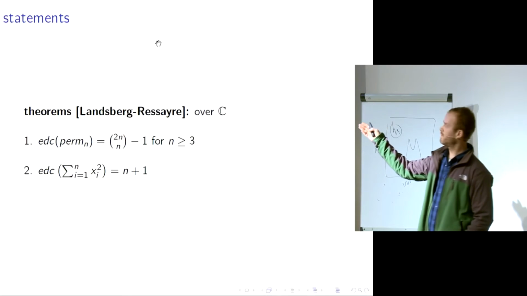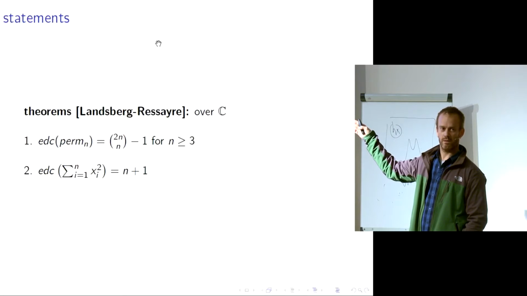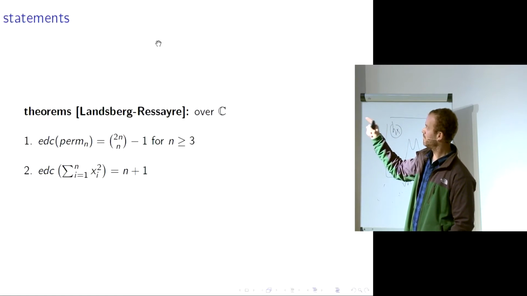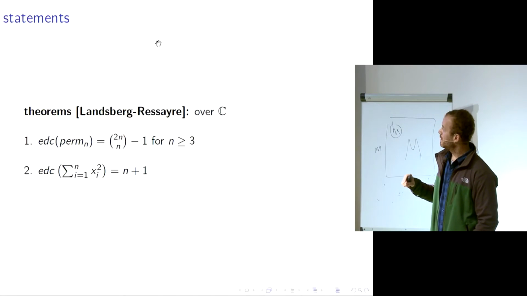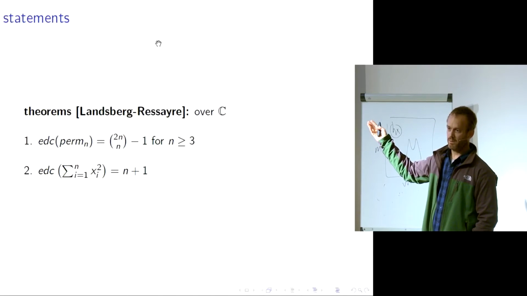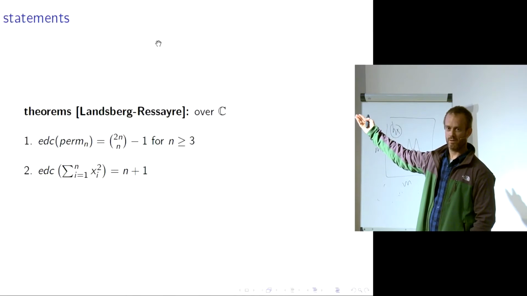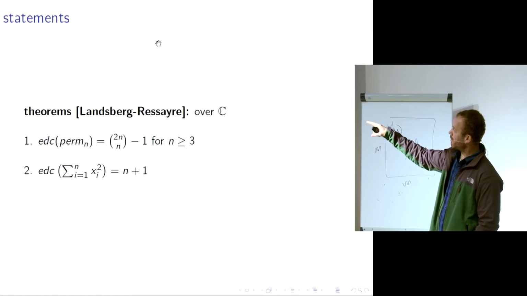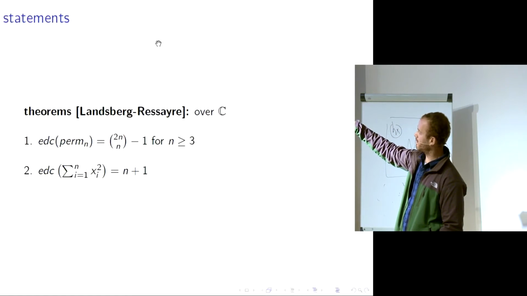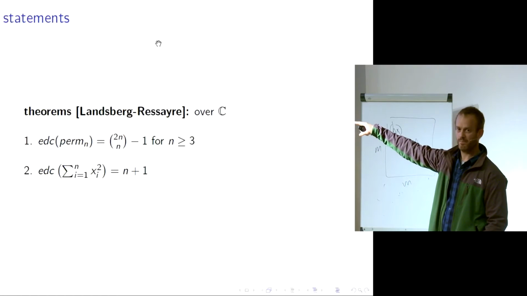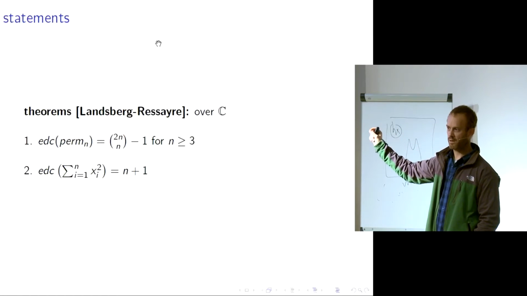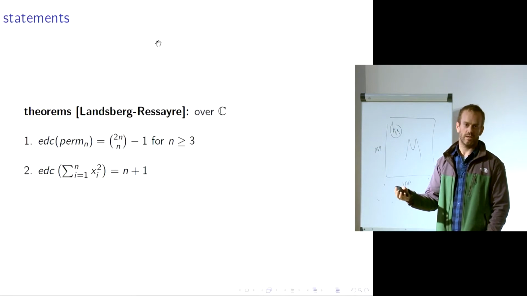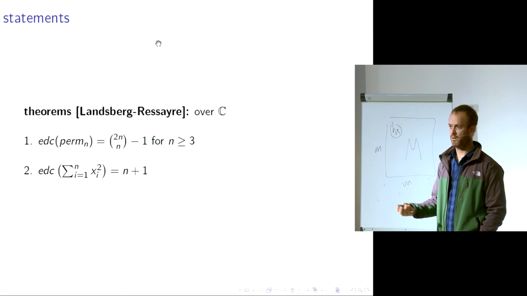So they calculate exactly this complexity of the permanent over the complex numbers, which is a very nice statement. Here is an exponential lower bound on something. And they also show that this complexity of this very simple polynomial is n+1, exactly. And I want to talk about the second point, because I think it demonstrates some things that are actually understandable.